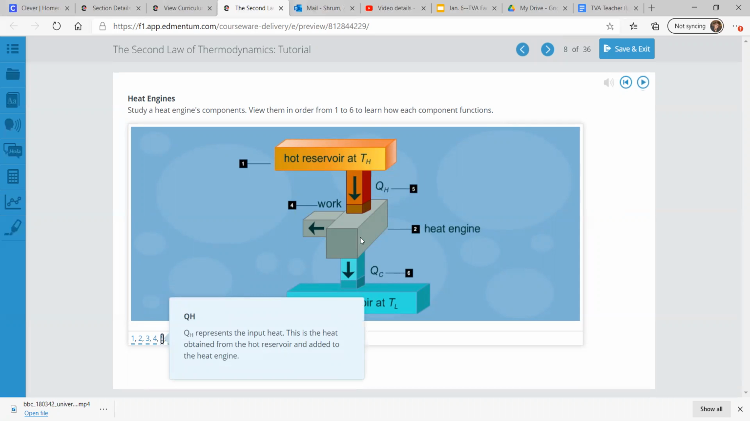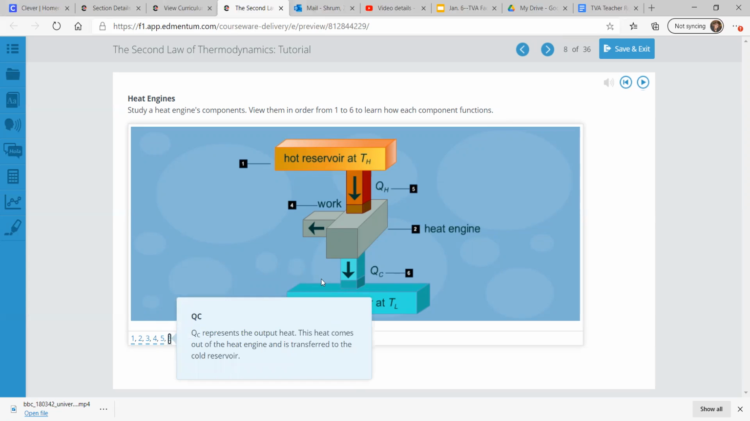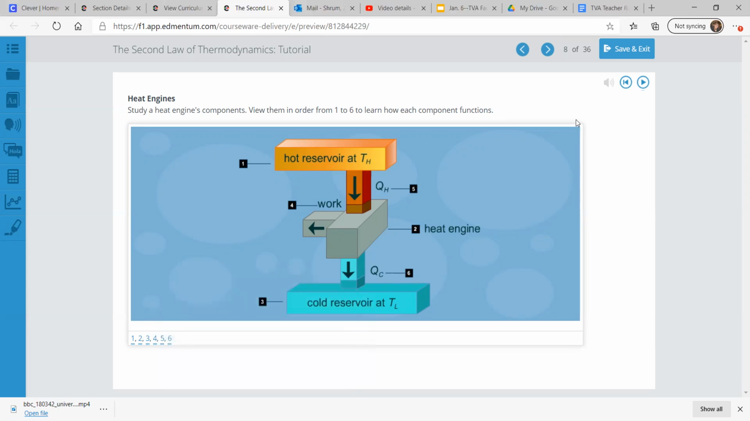QH right here, that's the input heat. That is the heat obtained from the hot reservoir. So think of TH, the temperature of the hot reservoir, and QH, the heat from the hot reservoir. Then we have QC, that is the output heat. The heat comes out of the heat engine and is transferred to the cold reservoir. So think of output heat to the cold reservoir as QC.